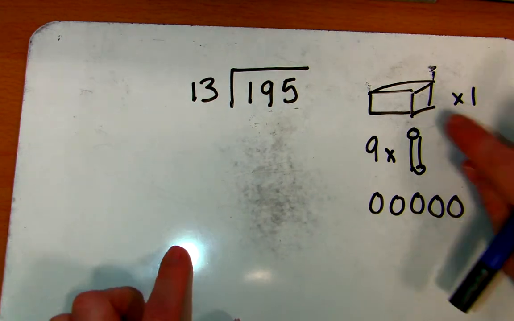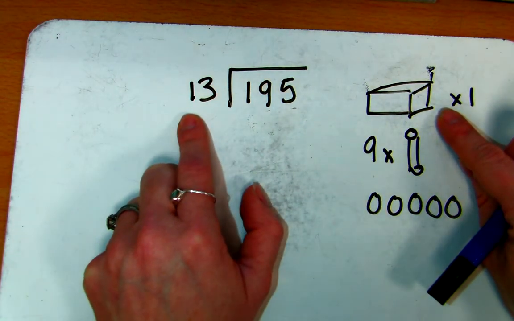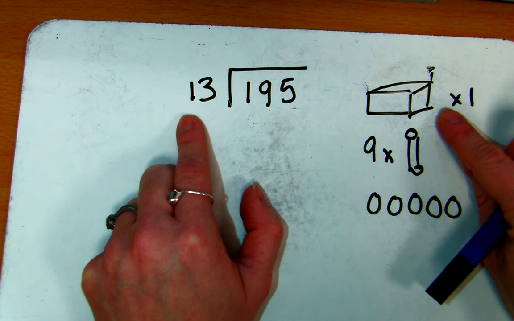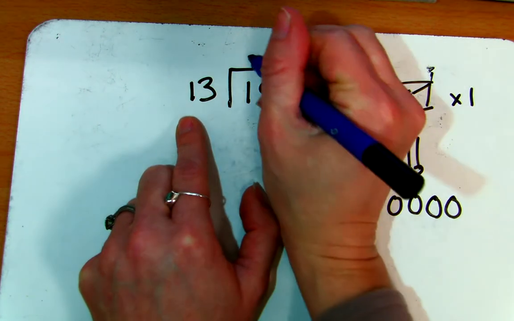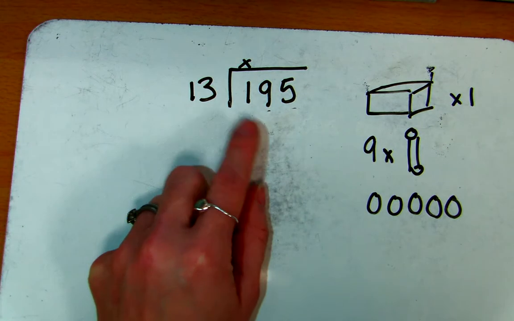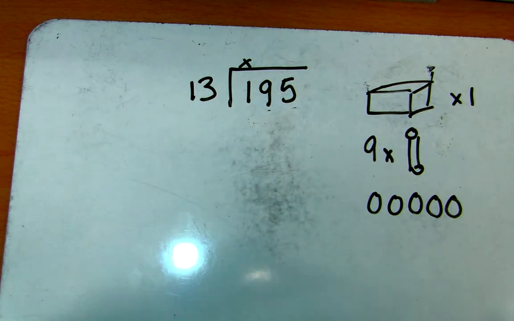Okay, so that's what we have to start with. Now, I can't take this one big box, right? I need to split it into 13 groups. I can't split that one big box into 13 groups unless I take out the rolls and change everything into rolls. So I can't put anything in the hundreds place because no groups of hundreds go in. There's no situation in which I can split that among 13 groups.